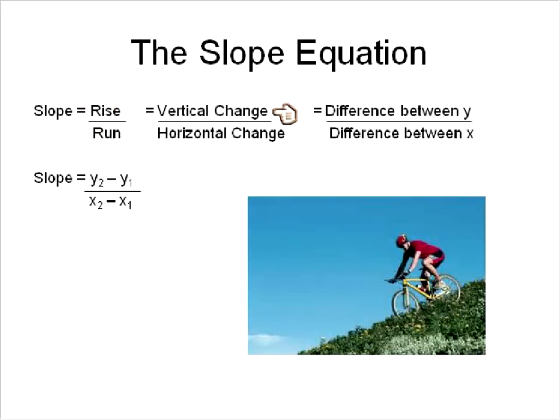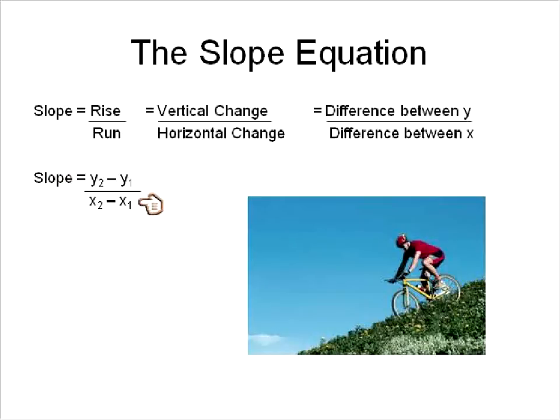What that means is that it's the vertical change, or the change up and down, divided by the horizontal change, or the change left to right. In math terms, we would say it's the difference between the two y values divided by the difference between the two x values. In other words, this here.